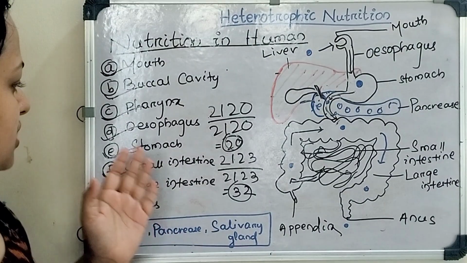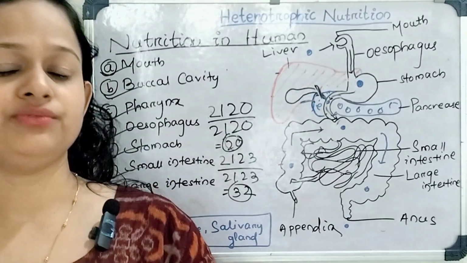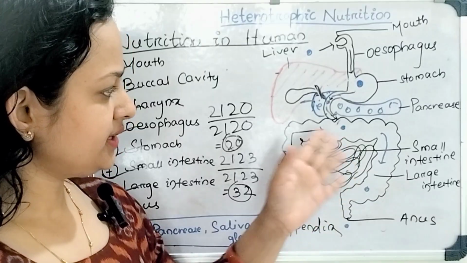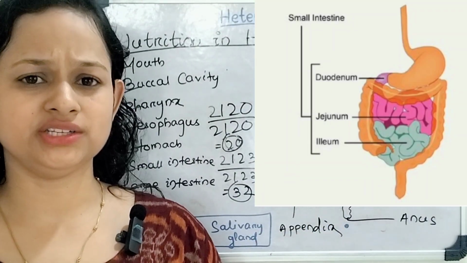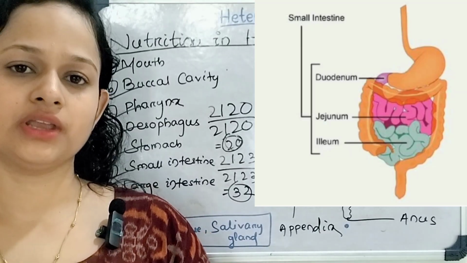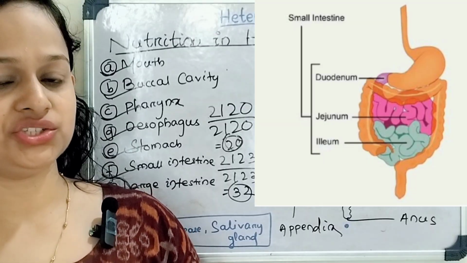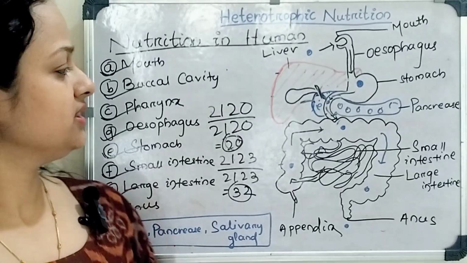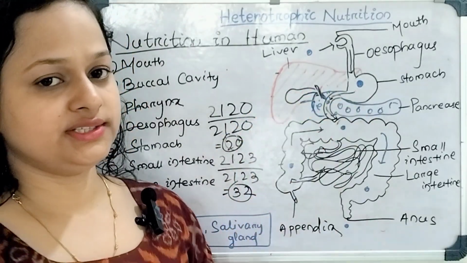The small intestine has three parts: duodenum, jejunum and ileum. The small intestine is a long pipe-like structure packed in a very compact way. The first part, the duodenum, receives two types of secretion: bile secretion and pancreatic secretion.